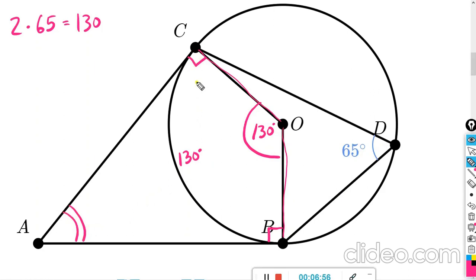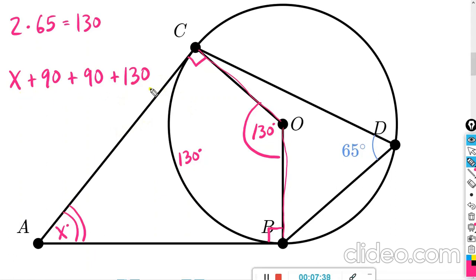So here we have a quadrilateral. This is a side, this is a side, this is a side, and this is a side. We know the interior angles of a quadrilateral add to 360. So I'm going to call this one X. So we have angle X, and going around, we have 90, and right here, we have 90, and right here, we have 130. Those 4 angles of a quadrilateral equal 360.